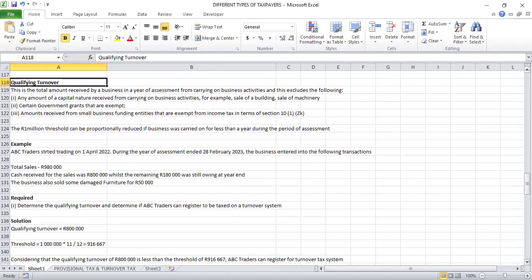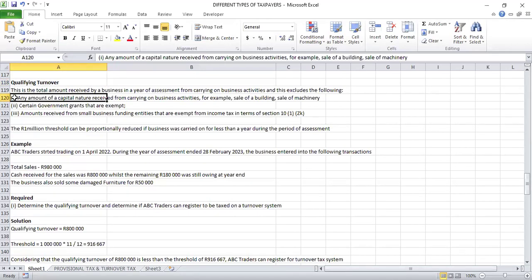Right? But it excludes amounts of a capital nature. When you sell a capital asset, for example, you sell a building or you sell property, plant and machinery, you sell your motor vehicles, which we're using in your business, that amount will not be included in the qualifying turnover. Only when you sell these things that you sell on a day-to-day basis, if you have a shop, things like groceries and stuff like that.